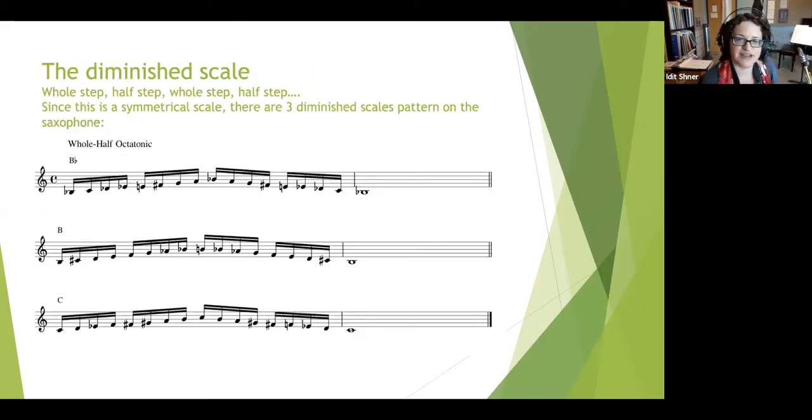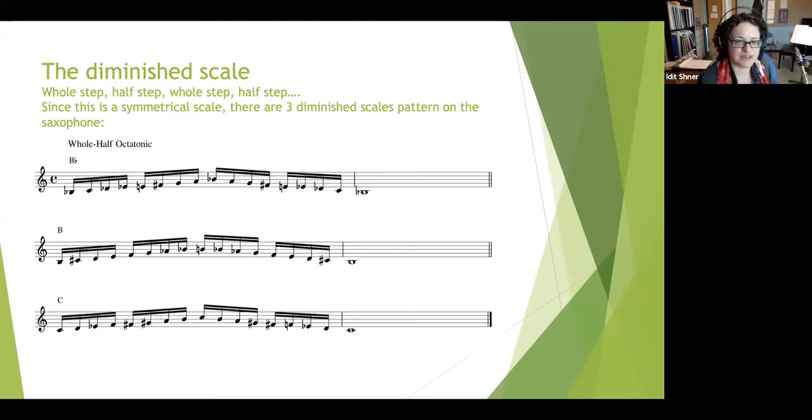The diminished scale, here we go. Whole step, half step, whole step, half step, whole step, half step, whole step, half step. It is a symmetrical scale. Since this is a symmetrical scale, there are 3 diminished scale patterns on the saxophone. In classical music theory, these are called the whole-half octatonic scale. Octa because it has 8 notes to it. In jazz parlance or slang, this is called the diminished scale, but those two terms are interchangeable. So we have our whole-half octatonic or diminished scale.